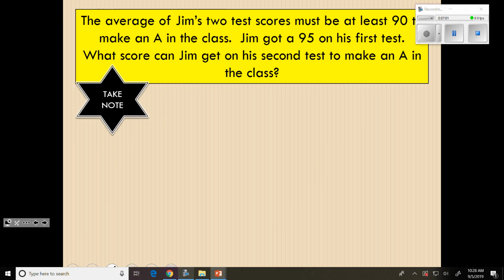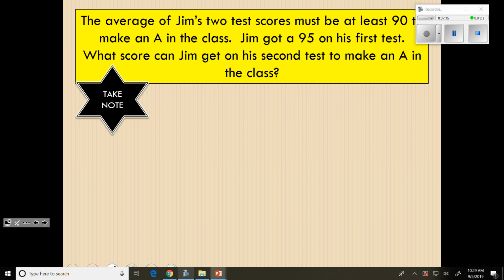Now, how do we use this in the real world? Let's look at a few examples. And we're going to read, translate it into an equation, and then solve it. First example, the average of Jim's 2 test scores must be at least 90 to make an A in the class. Jim got a 95 on his first test. What score can Jim get on his second test to make an A in the class?